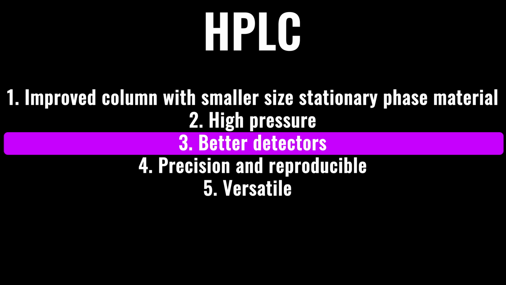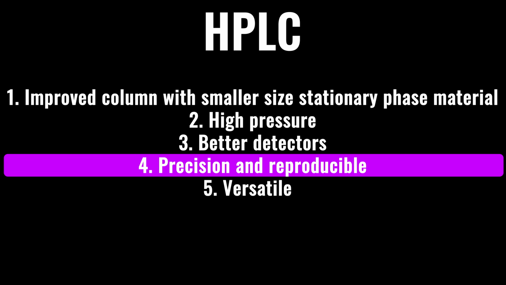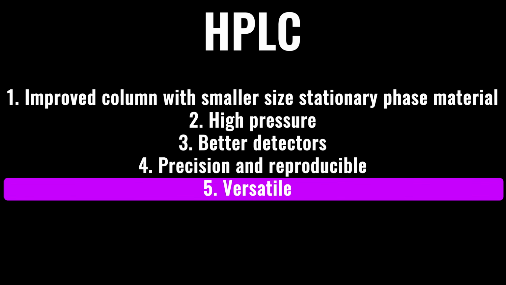HPLC also has really sophisticated detectors that are highly sensitive. These detectors can operate on various principles, including UV-Vis, fluorescence, and mass spec, among others, making HPLC very powerful in analyzing a wide range of substances. Since HPLC has high control over operational parameters, such as temperature, flow rate, and solvent composition, it's very precise and reproducible. It's also just really versatile, as HPLC can be used with a wide variety of stationary and mobile phases. It can basically detect most compounds, including those that are volatile, thermally unstable, or very large.